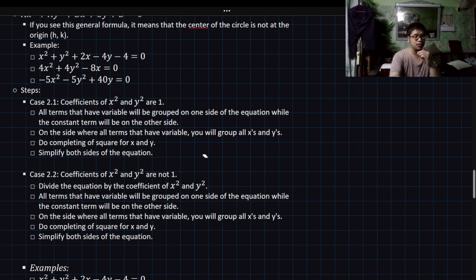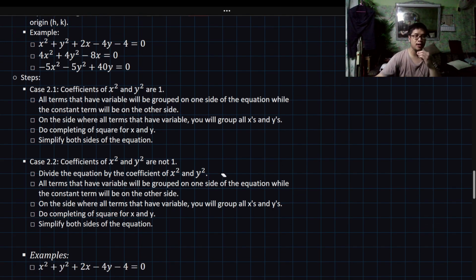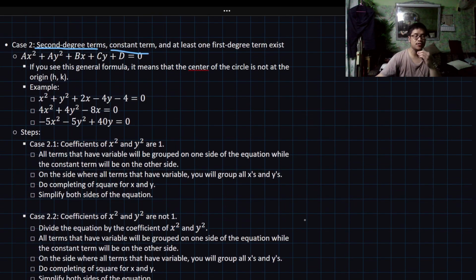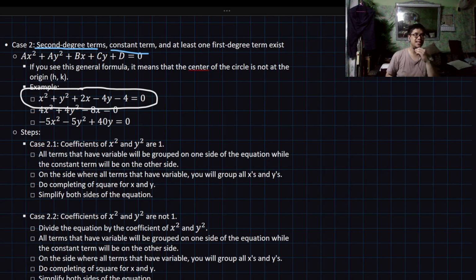So these are the steps. Similarly to case 1, which has two subcases, 1.1 and 1.2, case 2 has its own subcases, 2.1 and 2.2. So for 2.1, the coefficients of x squared and y squared are 1. Just like this, for example, x squared plus y squared plus 2x minus 4y minus 4. Basically, there's no visible number for x squared and y squared.